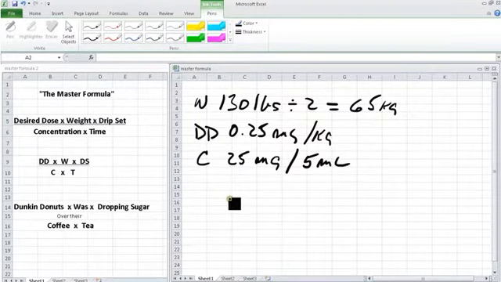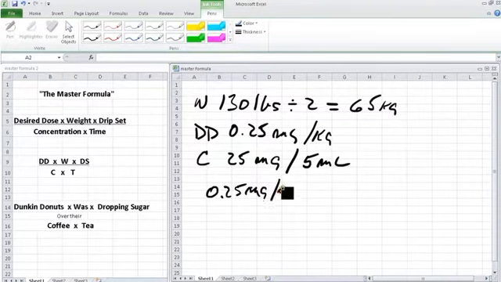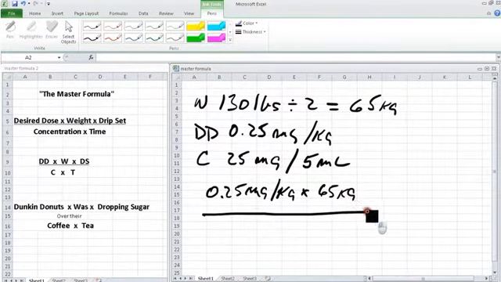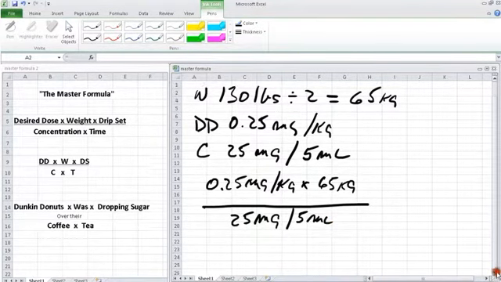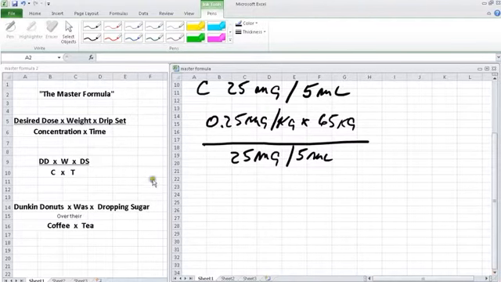Putting everything into the formula, let's see, we have 0.25 milligrams per kilogram times 65 kilograms over the concentration, 25 milligrams per 5 mL. Right. I'm going to move this down a little bit so I can have some room for calculations. First, 0.25 times the 65. I'll do that out.